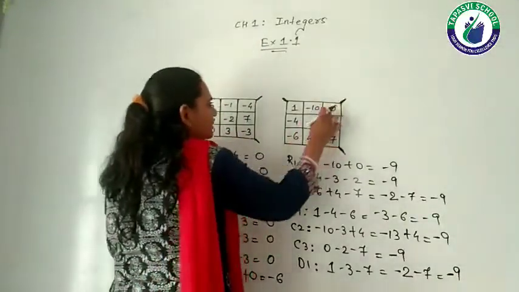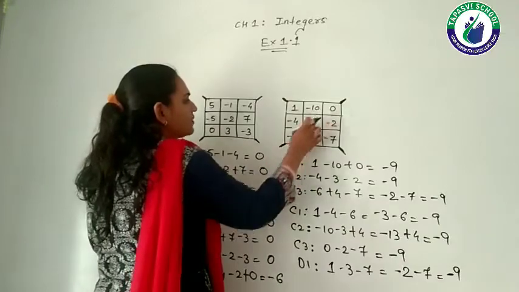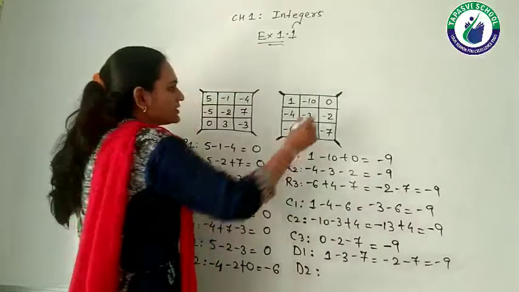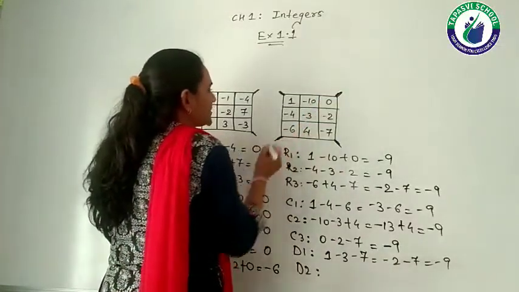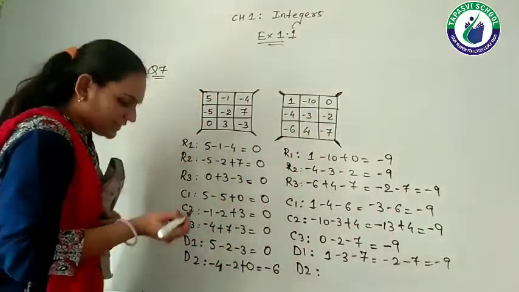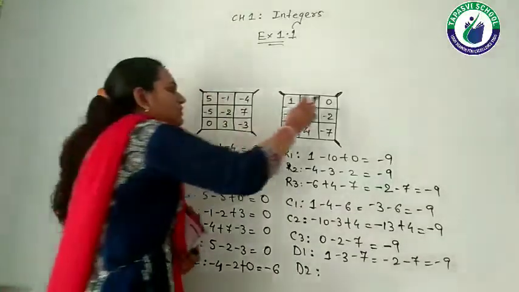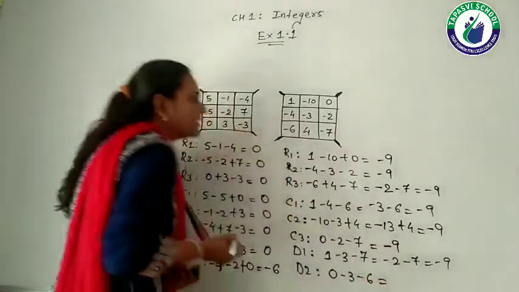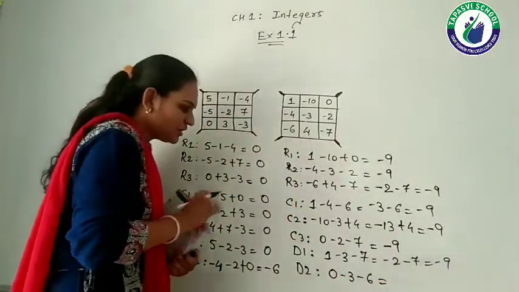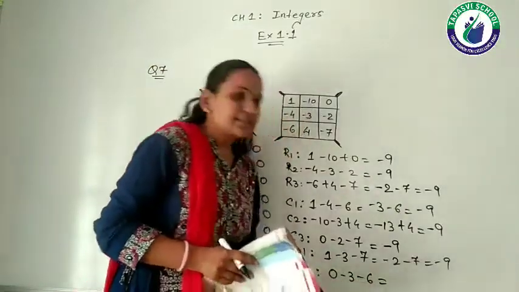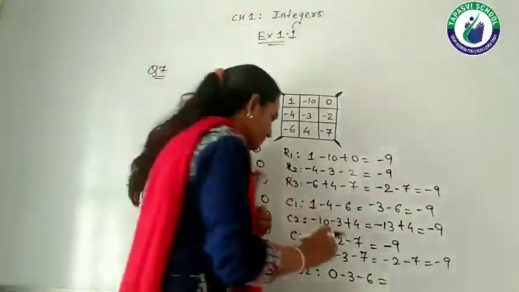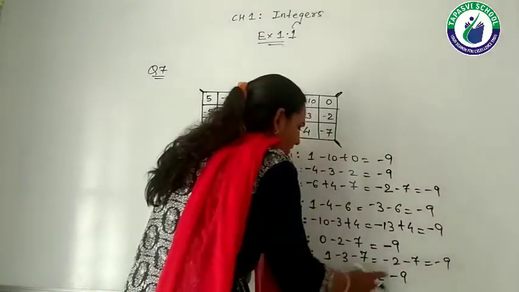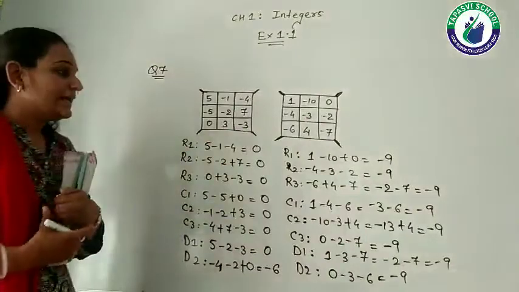Diagonal 2 means 0, -3, -6. Last one is remaining, that is diagonal number 2. So 0 from here, 0 to -6. We will be covering the digits, right? So 0, -3 and -6. These are the 3 digits covered in diagonal number 2. Now -3 and -6. So the result will be -9.